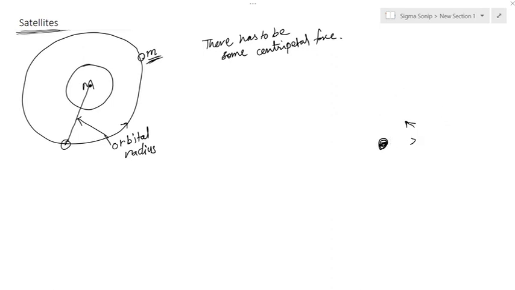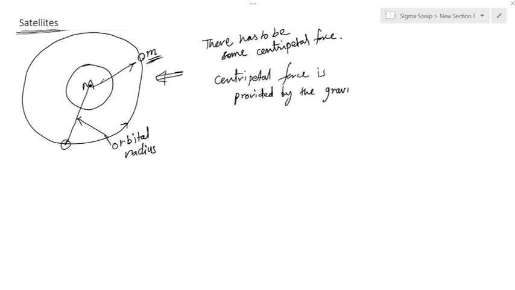So who is providing the centripetal force here? In our particular case here, what agency is providing the centripetal force? If we think a little bit, we should be intuitively able to come up with the answer that centripetal force is being provided by the force of gravity. It's an important statement. Provided by the gravitational force. Some agency has to provide this force.